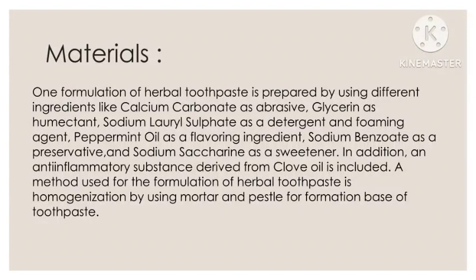Materials required for this formulation. One formulation of herbal toothpaste is prepared by using different ingredients like calcium carbonate as abrasive, glycerin as humectant, sodium lauryl sulfate as a detergent and foaming agent, peppermint oil as a flavoring agent, sodium benzoate as a preservative, and sodium saccharin as a sweetener. In addition, an anti-inflammatory substance derived from clove oil is included. The method used for formulation of polyherbal toothpaste is homogenization using mortar and pestle for the formation of the base.